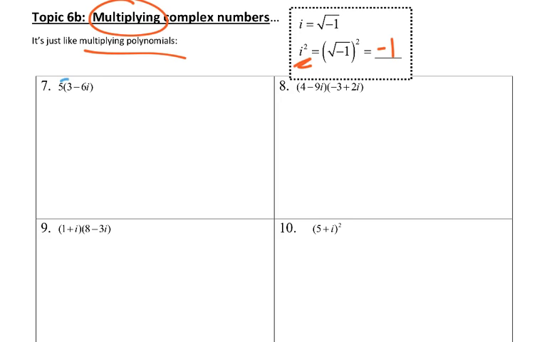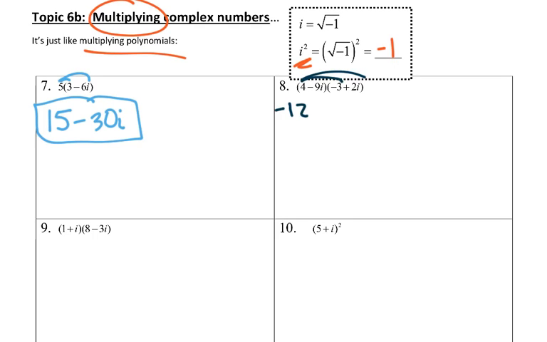So problem number 7, I would distribute just like I would in any other normal problem, and we get 15 minus 30i. There's no i squareds, so that's just it. Normal complex number. Number 8, though, it's a little bit different. We have to FOIL it, so we're going to do -12 plus 8i, and then a plus 27i, and a minus 18i squared.